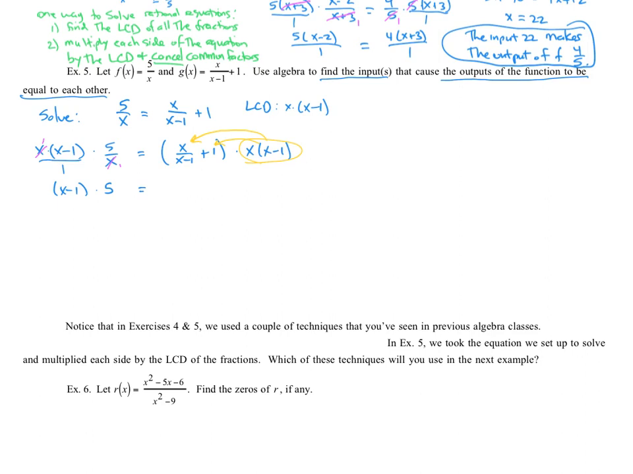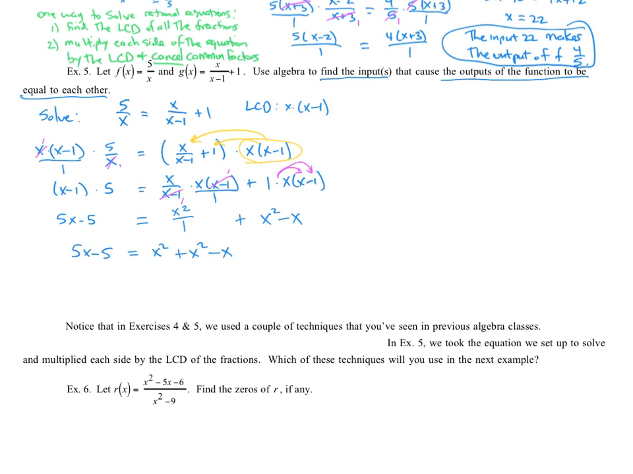On the right-hand side, I'll distribute. So on the left-hand side of the equation, I get 5x minus 5. When I multiply here, I'll put the x times x minus 1 over 1, then cancel the x minus 1's. This gives me x squared over 1. For the second term of the equation, 1 times x distributed through to the x minus 1 gives me x squared minus x. So we have this. So our work has turned the rational equation into a quadratic equation.